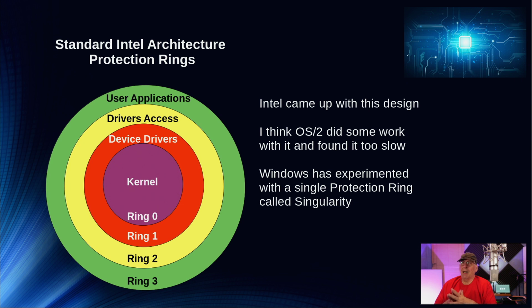Well, no, not quite. Windows 95 and Windows 98, as you probably recall, didn't have any protection at all. And when an application crashed, chances are it took the entire system with it. The infamous blue screen of death. But Microsoft wanted to experiment a bit with a single layer or single protection ring, and they called that Singularity.